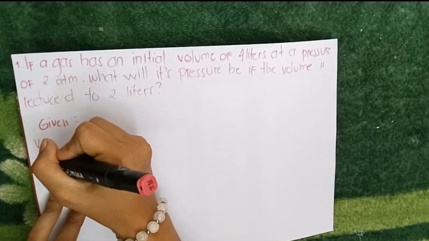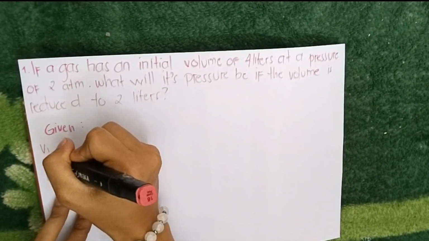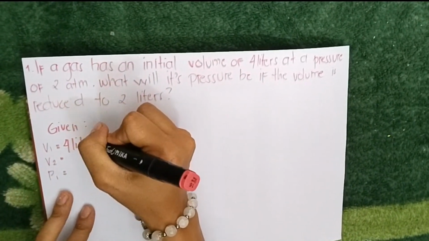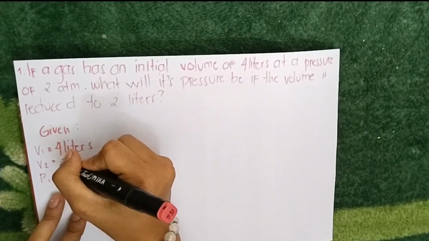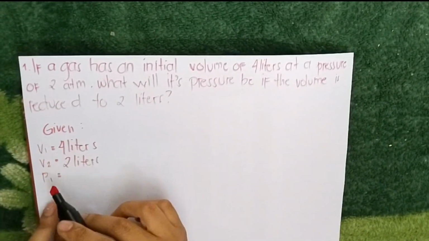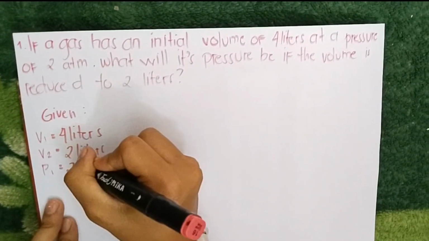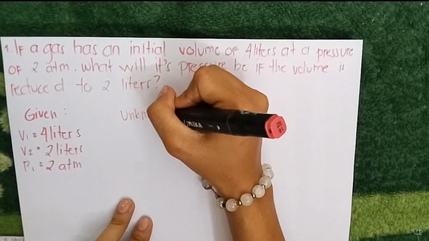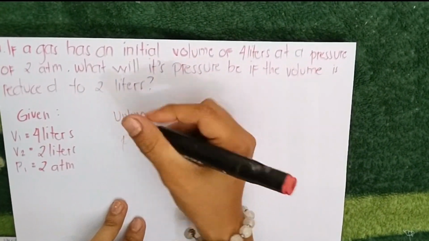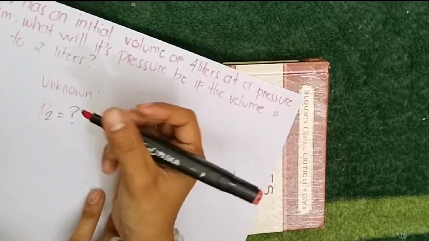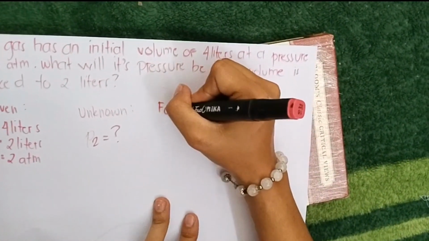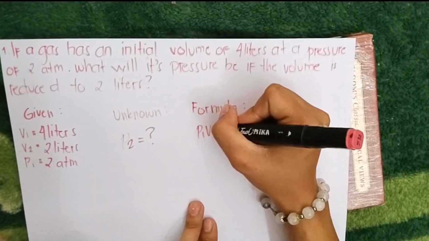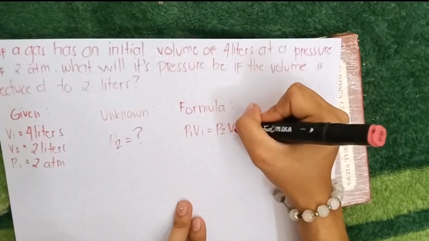Our givens are V1, V2, and P1. Our V1 is 4 liters. Our V2 is 2 liters. And our pressure is 2 atm. Since it is only one pressure, our unknown is P2. And now, the formula: P1V1 equals P2V2.